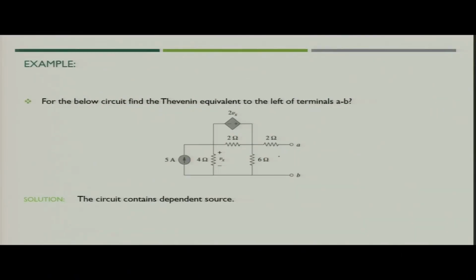Now, let us see this particular circuit. There you will see we have one independent current source of 5 ampere value. Additionally, we have one voltage source which is a dependent voltage source, and the value of voltage is depending upon the voltage across 4 ohm resistance. Now, what we have to do? We have to find the Thevenin equivalent to the left of the terminal AB. So, we have to find out the Thevenin equivalent, which would be the equivalent of the complete circuit.